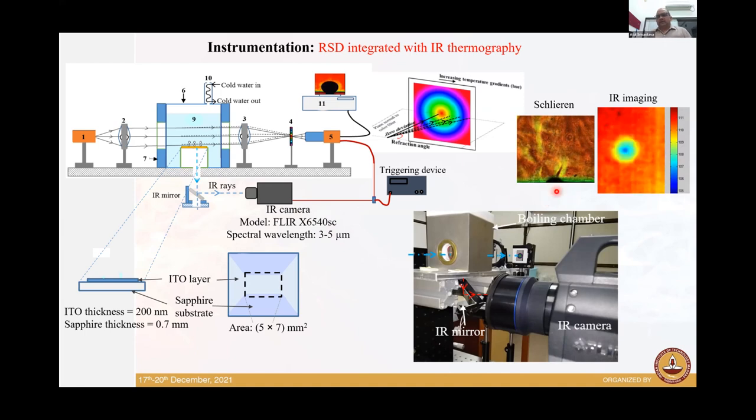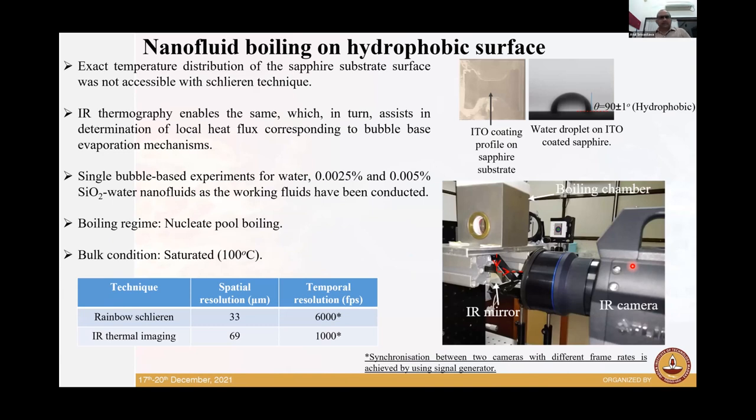So here is this one-on-one match between the Schlieren images, that is the RSD data, and the fluxes or the temperature distributions as derived through IR thermography. You can clearly see the bubble formation, and correspondingly, you can see the transients in the temperature distribution. So this is the approach. And these are some of the parameters; I will not go into the details of the experiments.